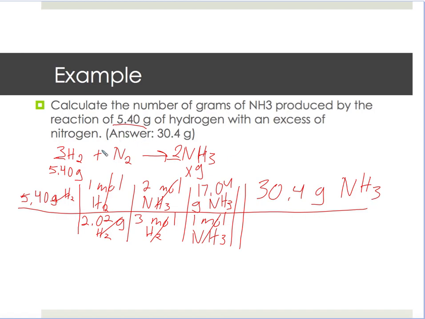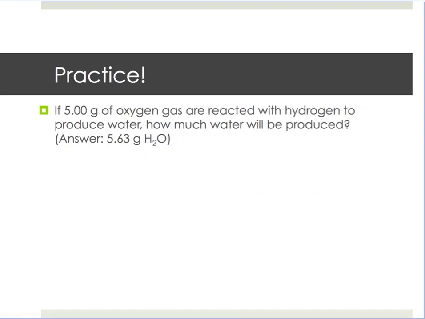And we could solve for nitrogen as well if we wanted to. If you want to do that on your own, that would be great. But I'm not going to ask you to do that here. I'm going to give you a different question. Okay, so here, this is your question. If 5.00 grams of oxygen gas are reacted with the nitrogen gas to produce water, how much water will be produced? If you work this through, you should get an answer of 5.63 grams of water.